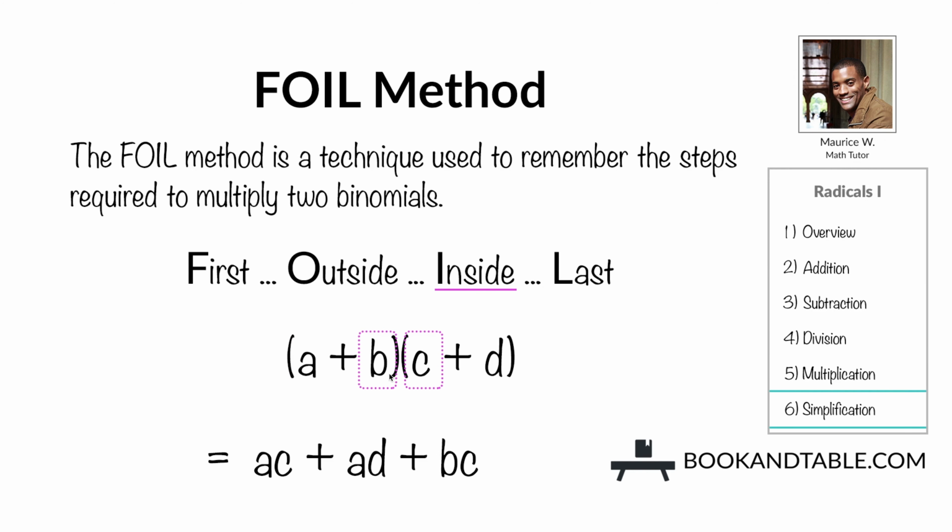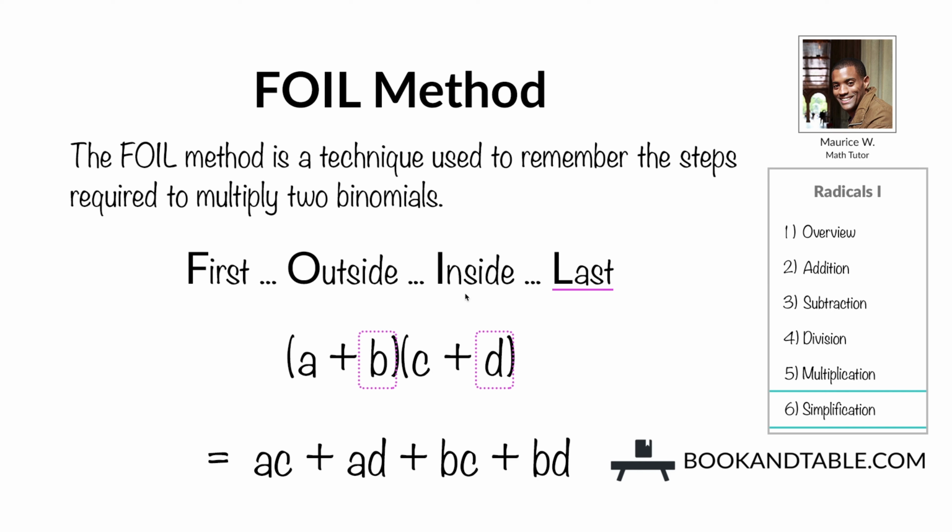Then I stands for inside. So we are now moving to the second term in our first binomial, and we're multiplying it times the first term in the second binomial. We're multiplying the inside terms. And then lastly, you multiply B times the second term in the second set of parentheses, D. B times D will give you BD.